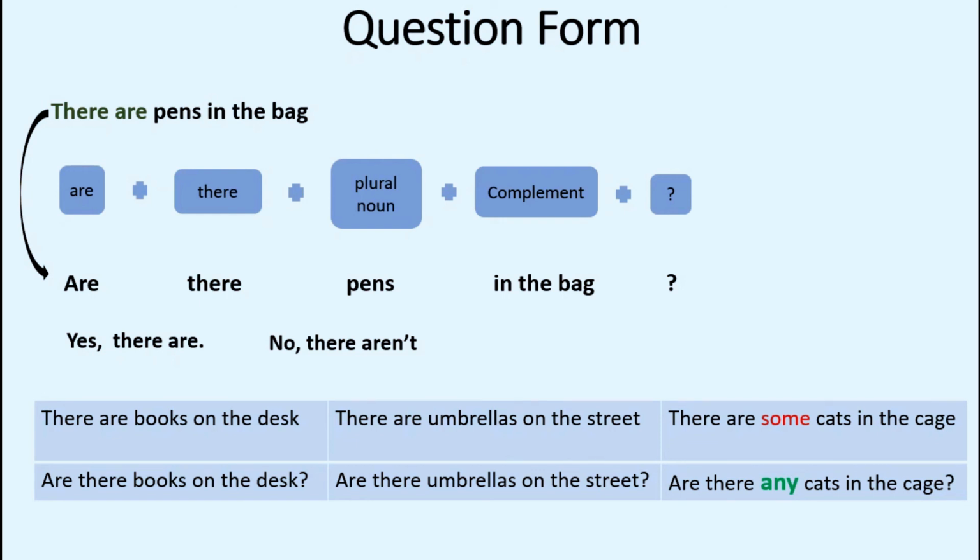The third sentence, which is there are some cats in the cage. So normally for the question form, we are going to omit some and use any instead of some. So it is going to be are there any cats in the cage? So the answer is whether yes, there are, or no, there aren't.